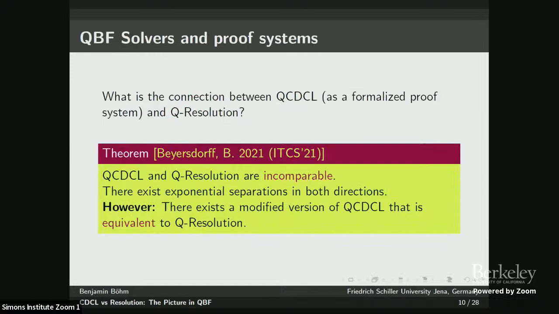Now, what can we say about QCDCL versus resolution? Come back to this question. That was the first result of our paper from 2021, and we've shown that actually QCDCL, the classic QCDCL as we know it, and Q-resolution are incomparable as proof systems. That means there exist separations in both directions. However, we can slightly modify this QCDCL, which I will explain later a little bit more in detail. And then this modified version of QCDCL is equivalent to Q-resolution.